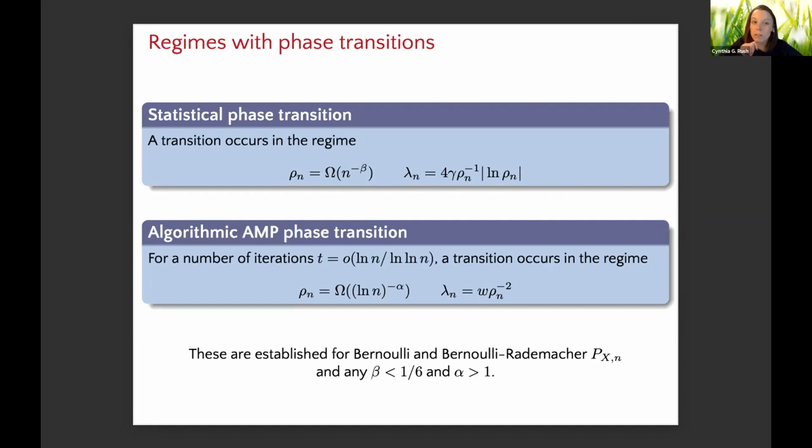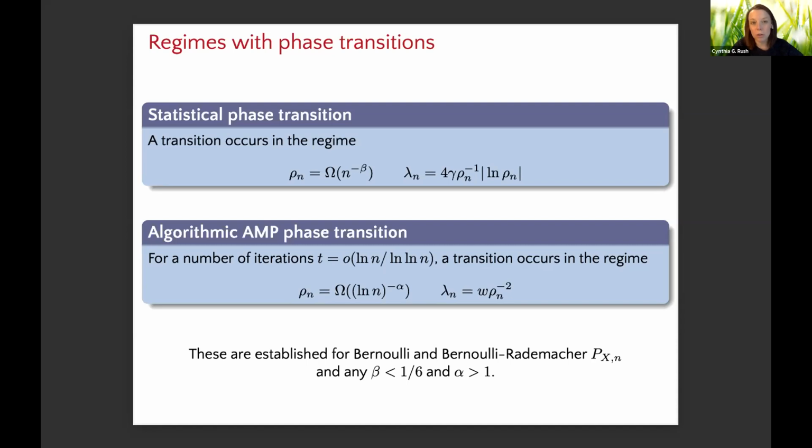The location of the algorithmic phase transition is slightly different. Here we need rho to decrease to 0 more slowly than log n raised to some power negative alpha, where alpha is some positive constant, and we need lambda to grow like 1 over rho squared. In these regimes, for the Bernoulli and Bernoulli-Rademacher signal distributions, we rigorously prove the existence of all-or-nothing phase transitions for both the minimum mean square error of the problem itself and the mean square error of AMP. I'll illustrate these phase transitions with some plots on the next few slides.